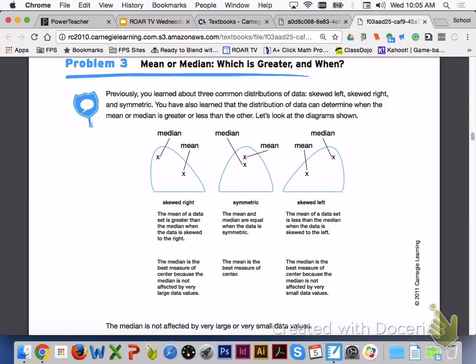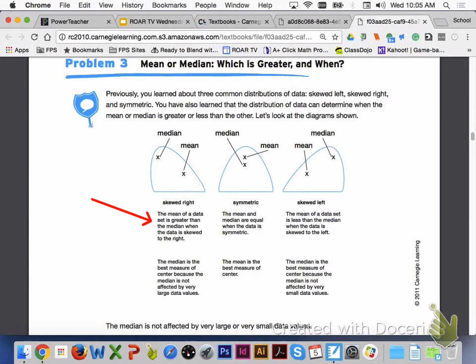Please turn to page 1088, problem 3, mean or median, which is greater and when. Previously, you learned about 3 common distributions of data: skewed left, skewed right, and symmetric. You have also learned that the distribution of data can determine when the mean or median is greater or less than the other. Let's look at the diagrams shown.